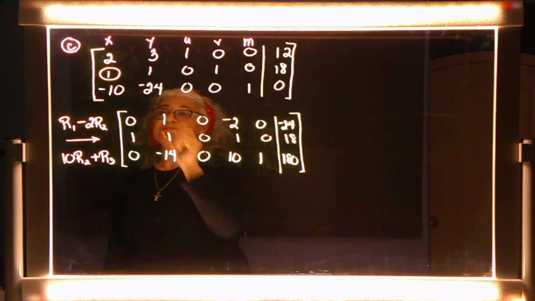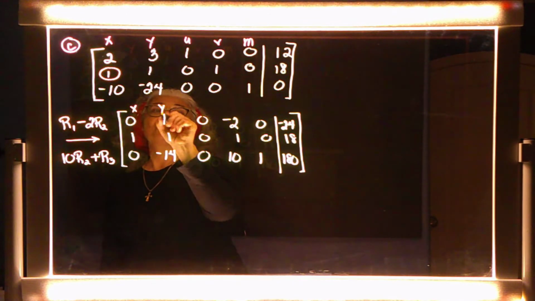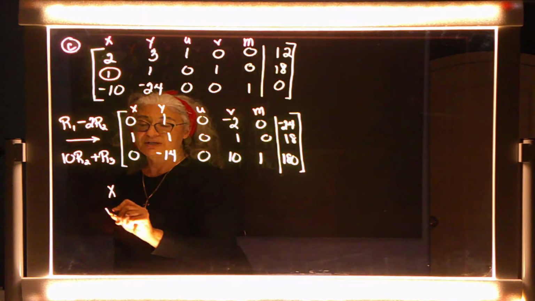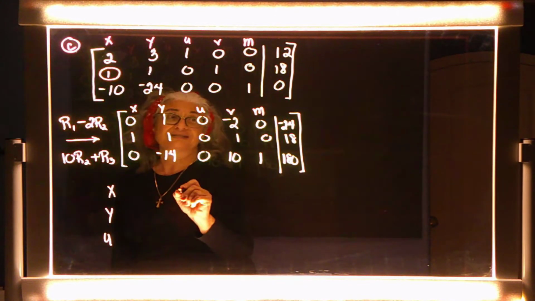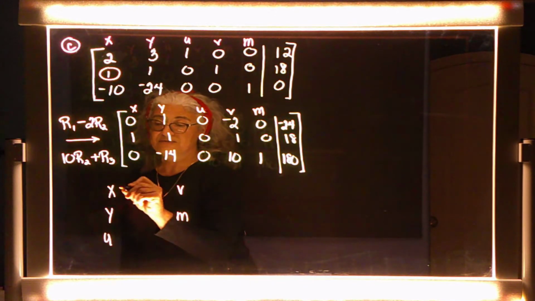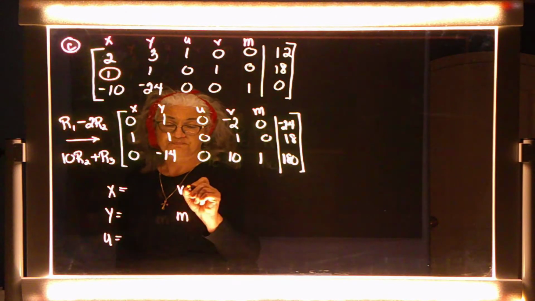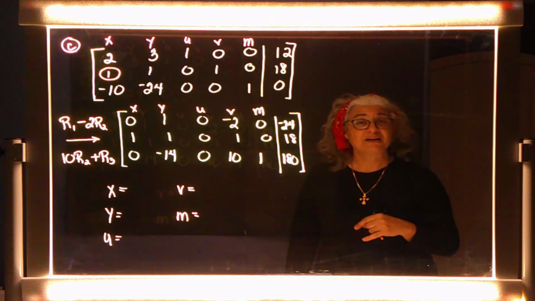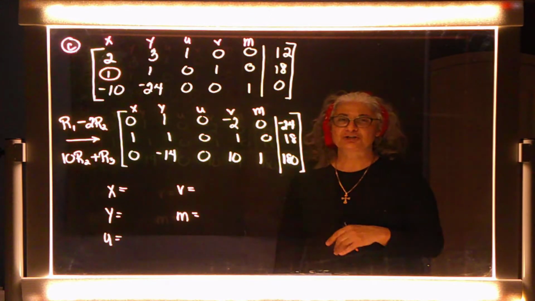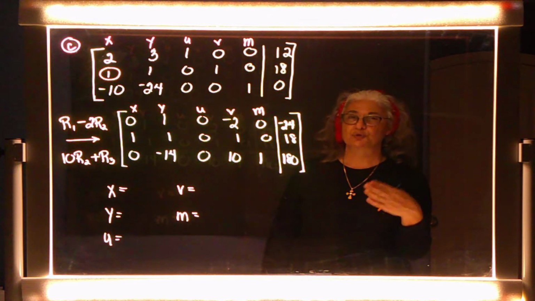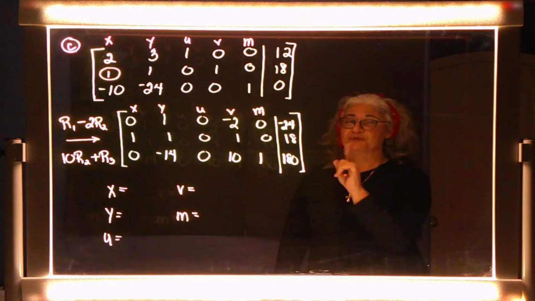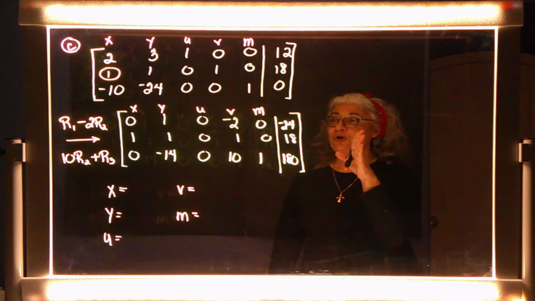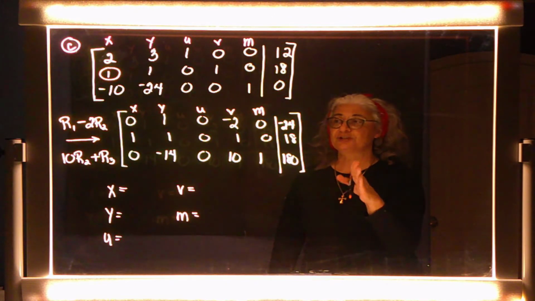Relabel your columns. We have X, Y, U, V, and the M. So we are trying to decide what values these variables are going to have. And how are we going to do that? Look at the columns that have the 1s and the 0s. So let's just start in order this time, okay? Let's keep on track and keep some order. The first two problems, we were specifically looking at those columns to make sure we were good, right?